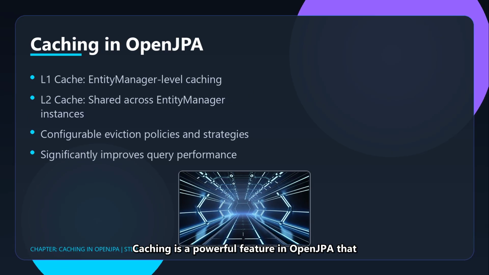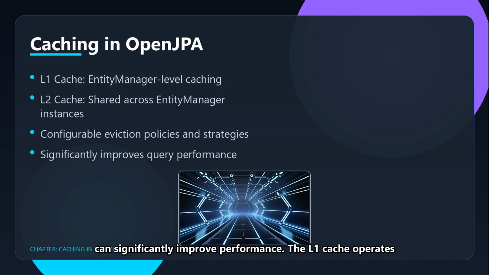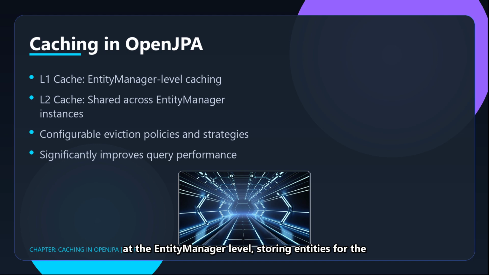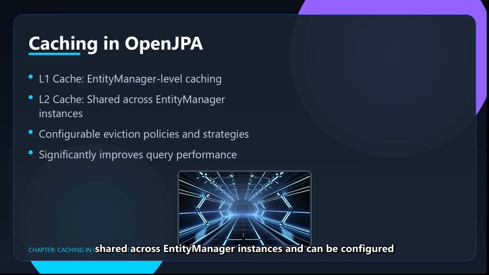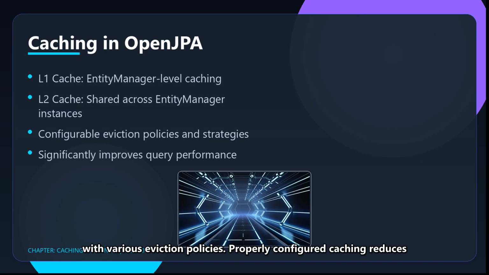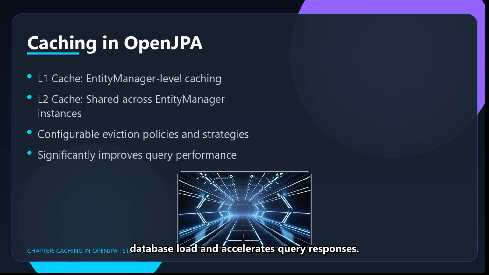Caching is a powerful feature in OpenJPA that can significantly improve performance. The L1 cache operates at the Entity Manager level, storing entities for the duration of a transaction. The L2 cache is shared across Entity Manager instances and can be configured with various eviction policies. Properly configured caching reduces database load and accelerates query responses.